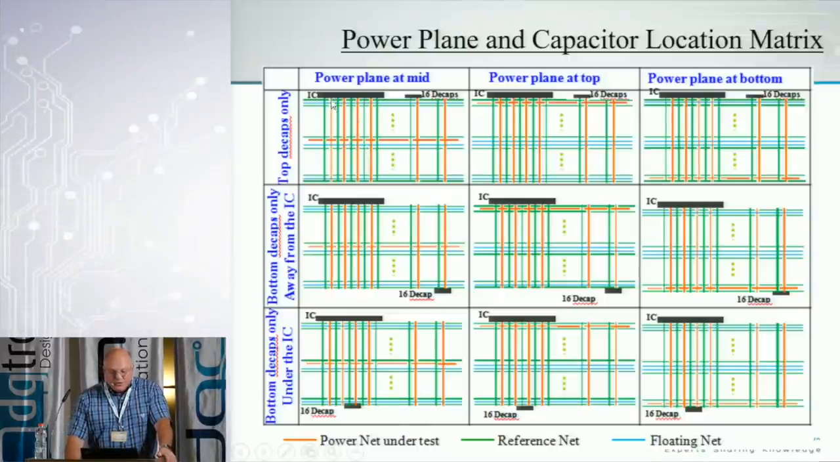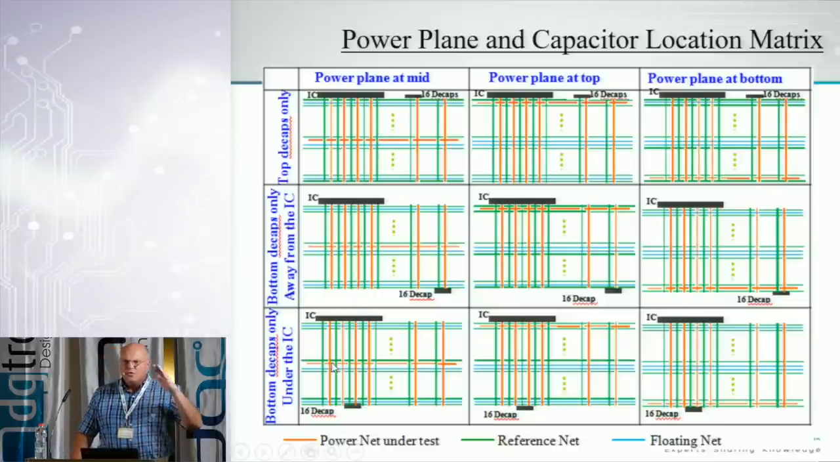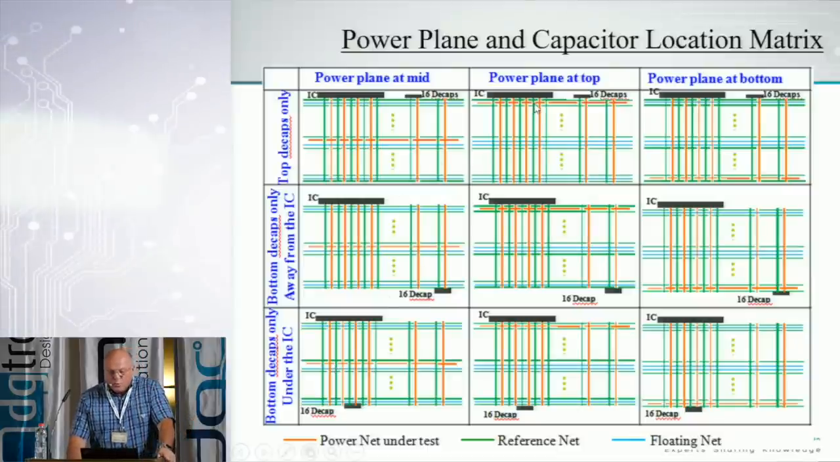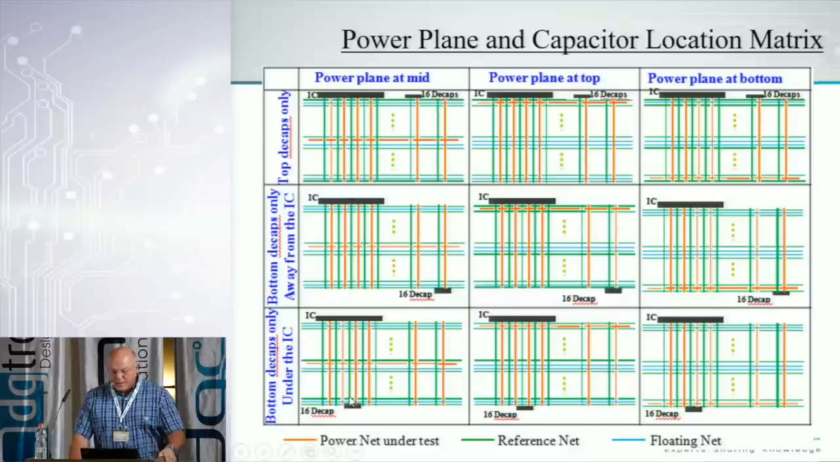So here this is a many layer board. The example that we used was actually a 44 layer board, and we're going to look at a matrix here. In one column, we're going to put the PowerNet area fill symmetrically in between the board. In another column, we're going to put it at the top of the board near the IC package. And in the third column, we're going to put it at the bottom of the board, away from the IC package. In the rows, we're going to look at three locations for decoupling capacitors: above the board, on the bottom of the board, and then connected to the IC pins themselves. That's going to show us where each piece of this inductance is associated.